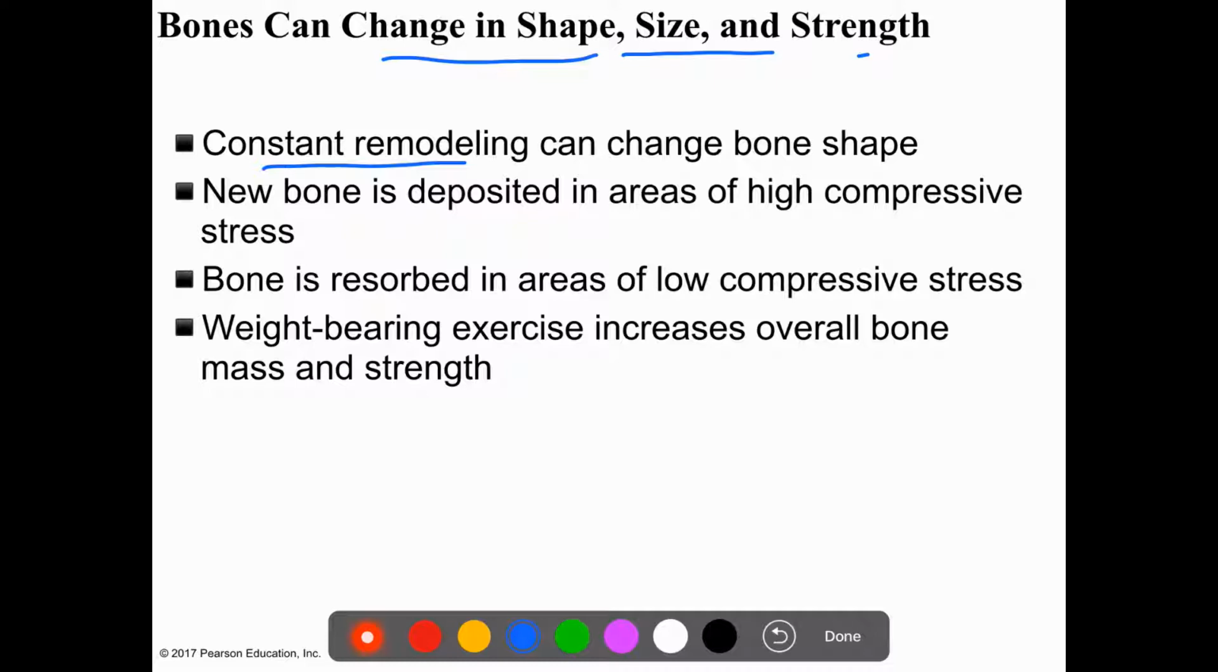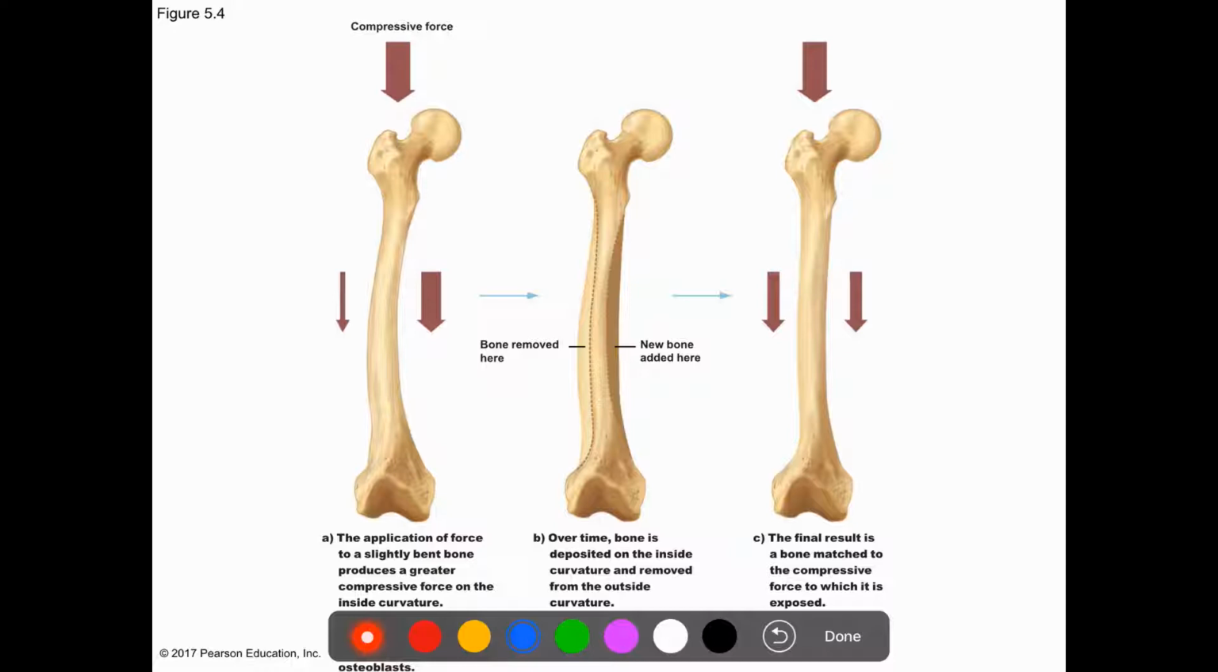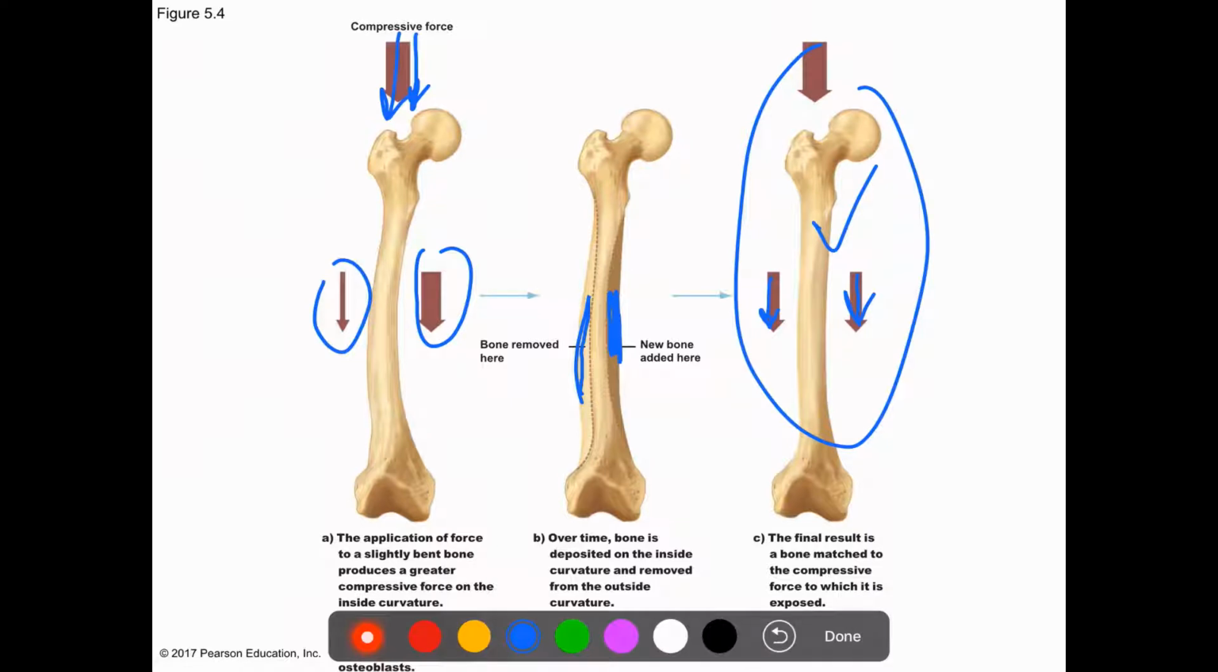Because usually bone is deposited in areas of high compressive stress, and usually bone is reabsorbed in areas of low compressive stress. And as we said, weight-bearing exercise would increase the overall bone mass and strength. See, for example, this is the femur. So if there is an excessive force from the body weight, and that force is unequally distributed, then we will add a new bone into this area and reduce the bone here till both sides will have equal bearing of weight, and that is the ideal situation.